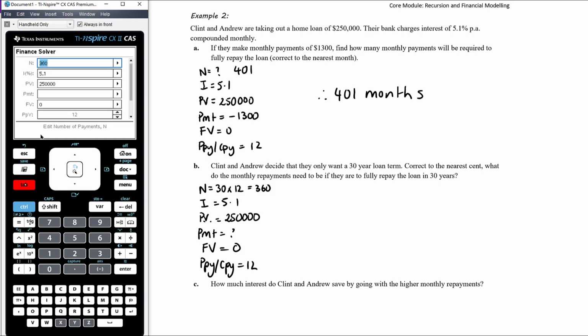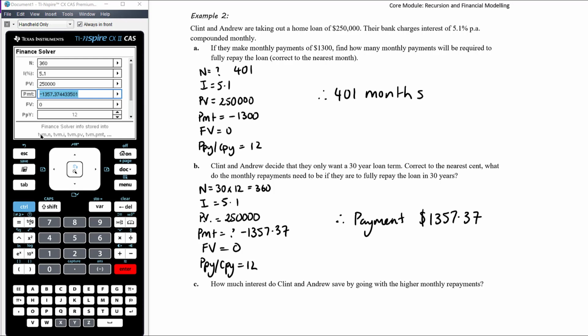Okay, let's tab back around to payment. So the finance solver said it's negative 1357.37. Okay, and so therefore the payment needs to be $1,357.37. Okay, so yes, more than previously, and that's because we want to repay the loan quicker.